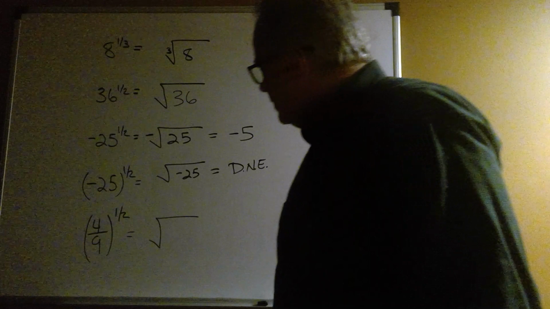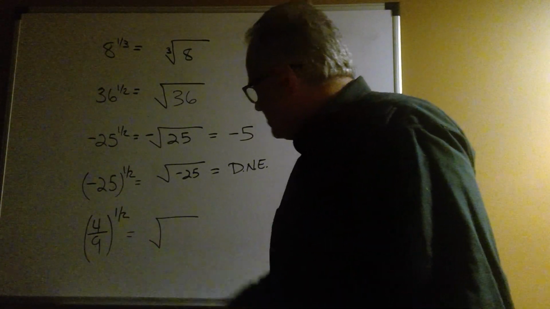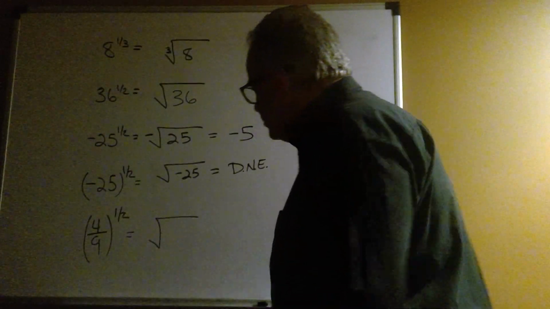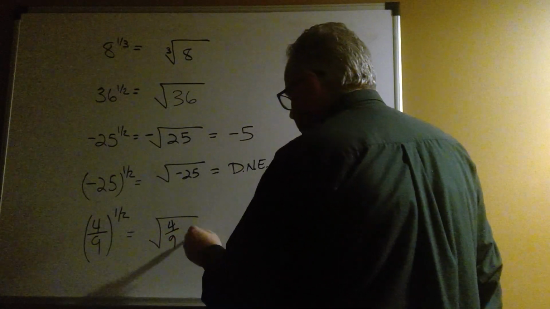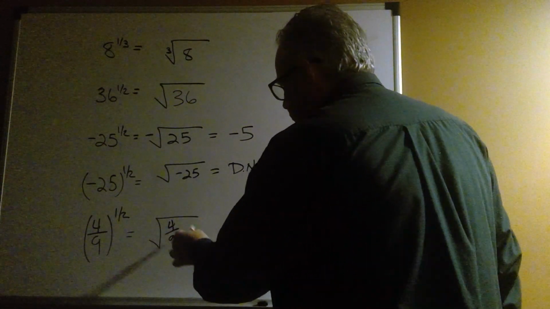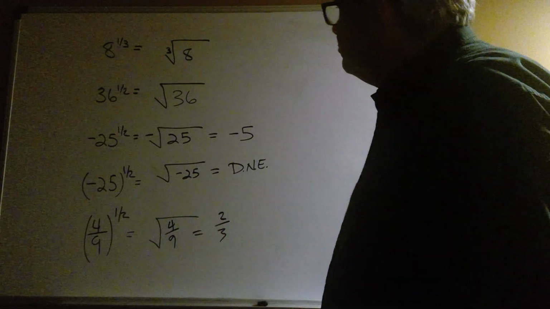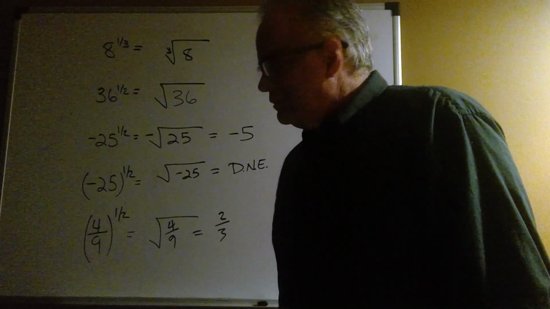And finally, this is the square root, because the 2 is here, that's my index number. So it's saying, what's the square root of 4 over 9? And the square root of 4 over 9 is 2 over 3. Okay? That's what we're talking about here.